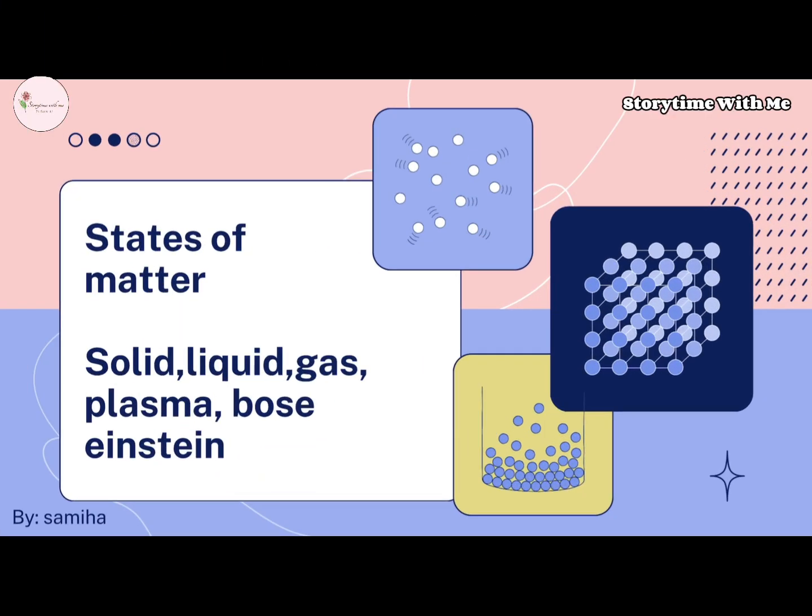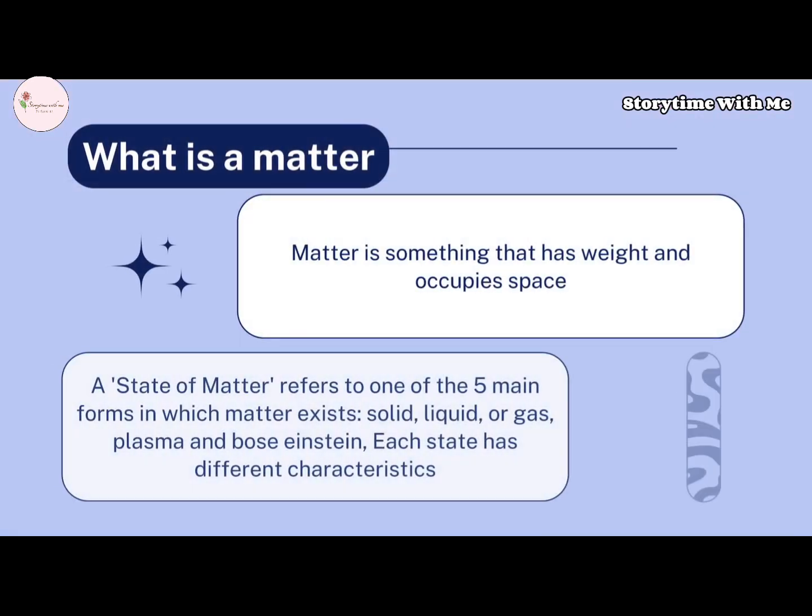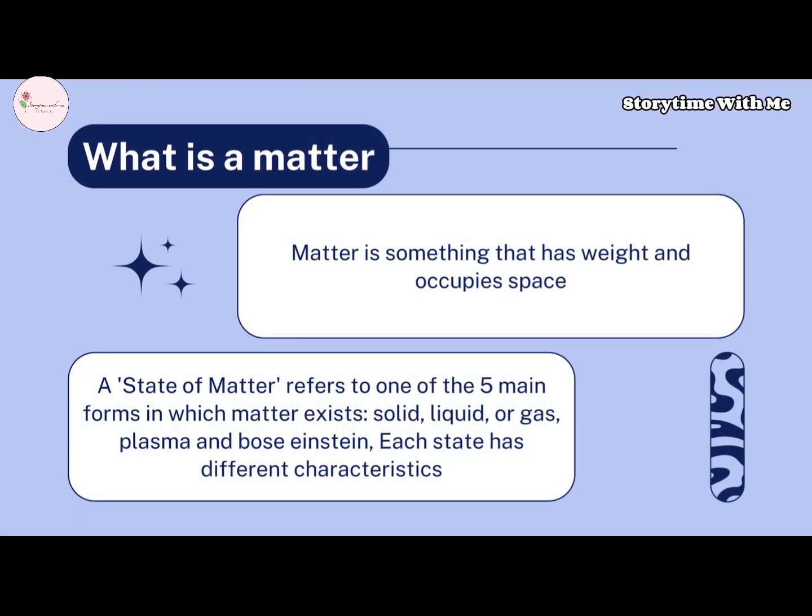Types of matter: solid, liquid, gas, plasma, and Bose-Einstein. What is matter? Matter is something that has weight and occupies space.